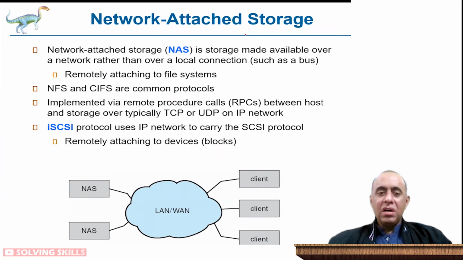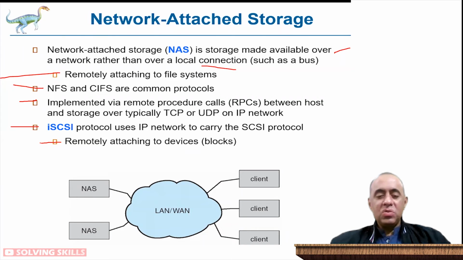So these are called network attached storage, and it's a protocol that uses storage media. It makes the storage media available over a network rather than over a local connection, remotely attaching to file systems. There are other file system protocols for that, NFS and CIFS. These are common protocols implemented via remote procedure calls between host and storage over typical TCP or UDP or IP networks. The iSCSI protocol uses an IP network to carry the SCSI protocol and remotely attach to devices.